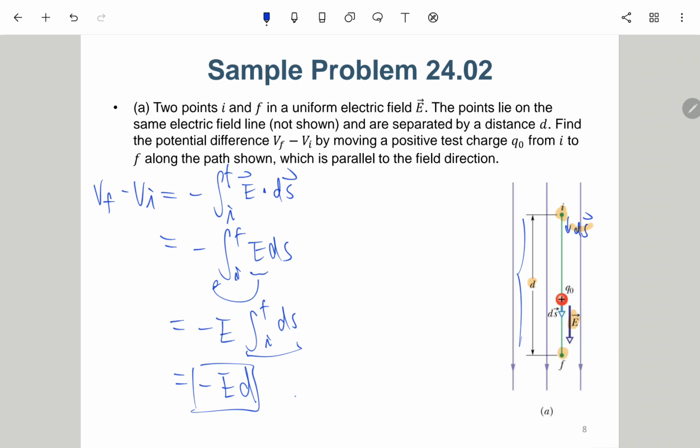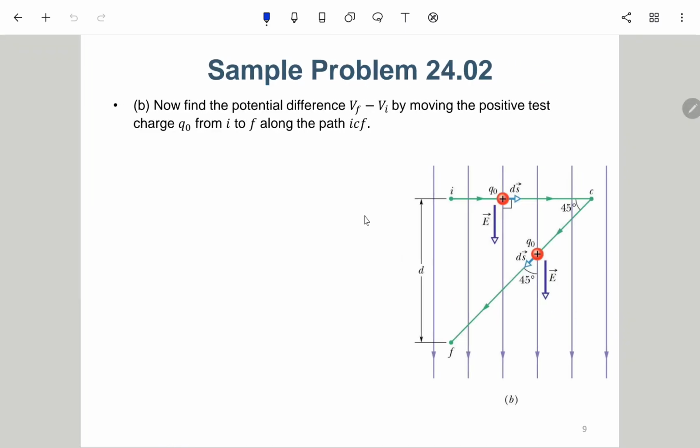The only thing you need to consider is the direction of ds. Of course it is moving from I to F, so ds should be pointing downward. Then we have part B. Find the potential difference Vi minus Vf by moving the positive test charge Q0 from I to F along the path ICF.